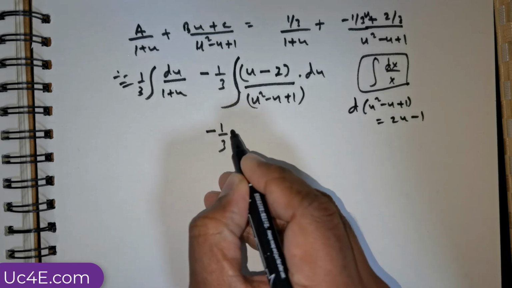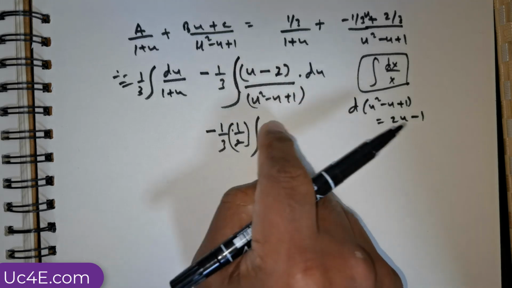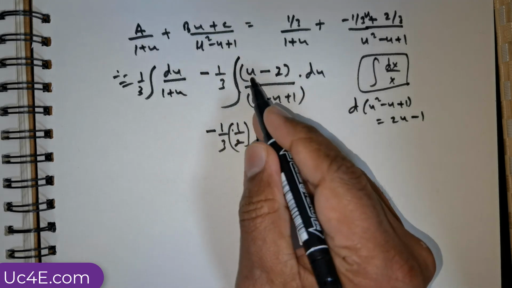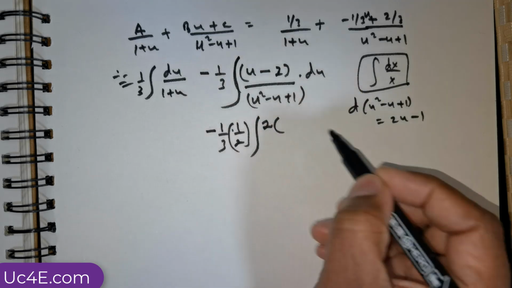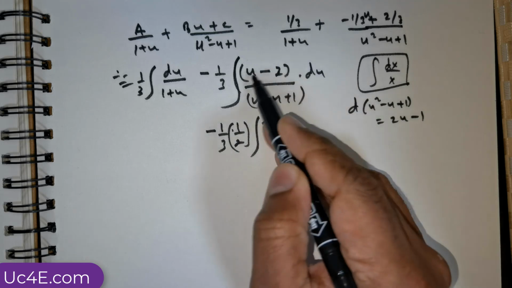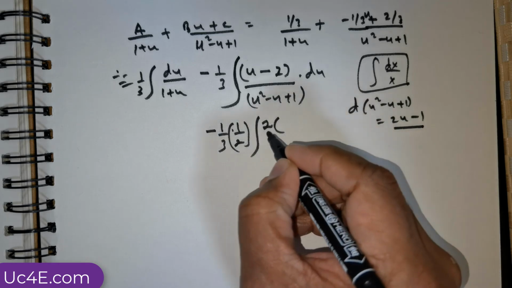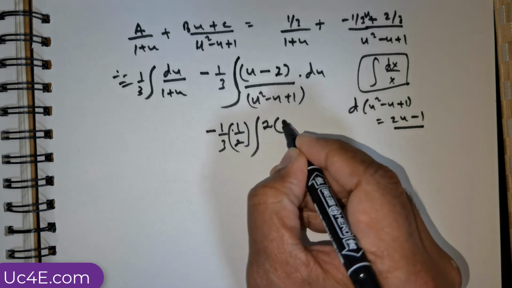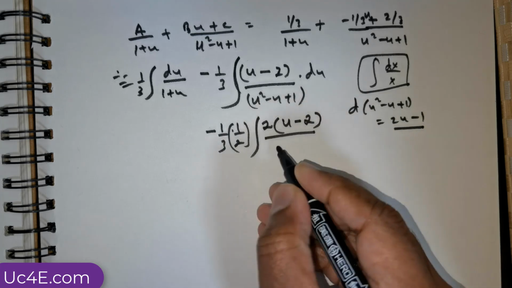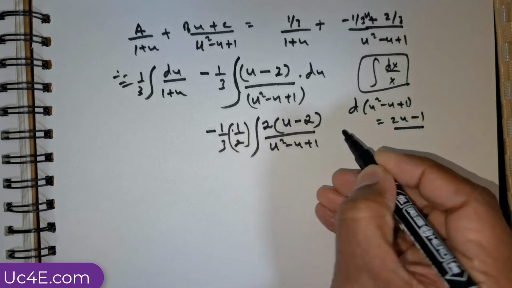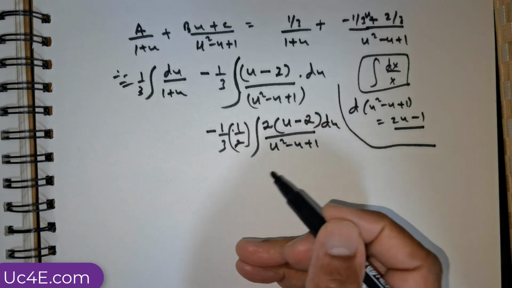So this is going to be 1 over 3. I have to multiply by 1 over 2. And then to neutralize, I will have to have a 2 here. In fact, my idea is to have a 2 in the numerator, right? 2u minus 1. I need to have that. So this is going to be 2 of u minus 2, divided by u squared minus u plus 1 times du. Clearly this 2 and this 2 get neutralized, so we're not doing any harm here.